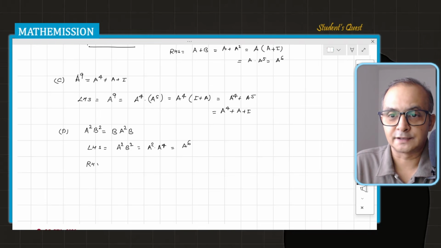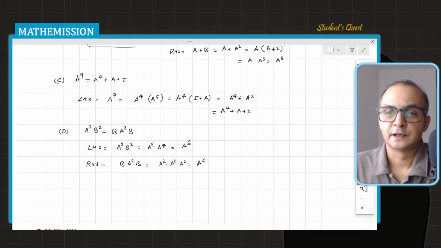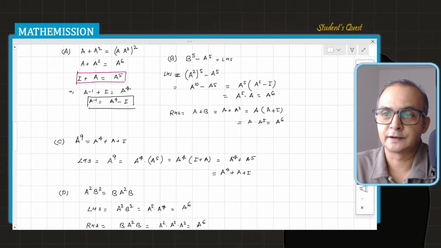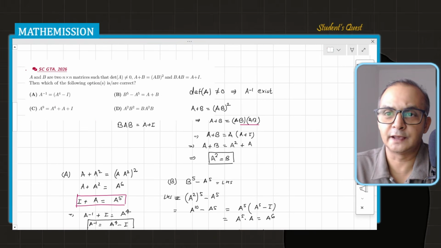And for the RHS, I have again this b a square b, and each b I can replace with a square, again a square, again a square, so that will give you a to the power 6. In this manner we got all the options correct. A, B, C, D, all are correct. So let's move to the next question now.